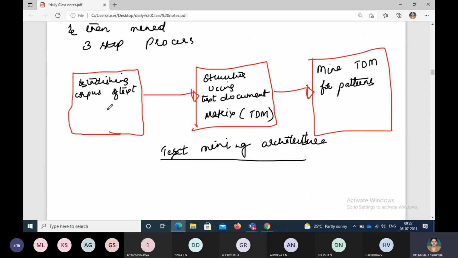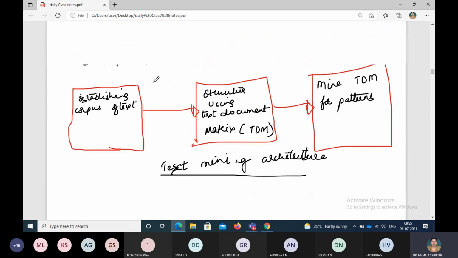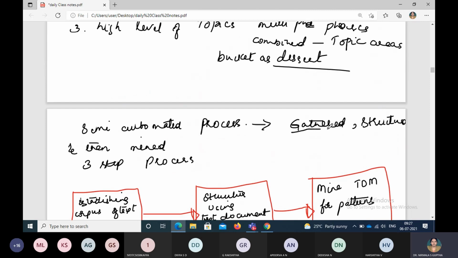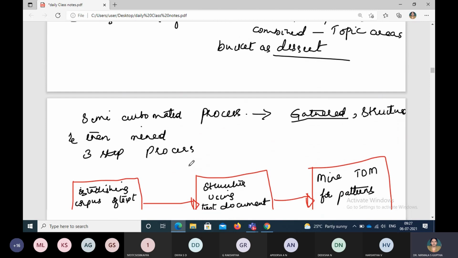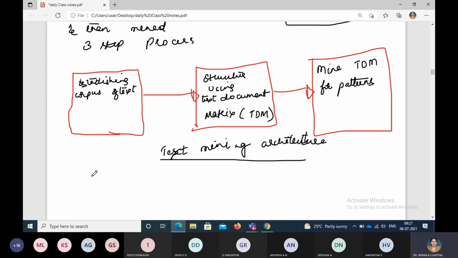So what does the first step say? Establishing the corpus of text. What do you mean by this corpus of text? Obviously it is text, no doubt about it. But here we are trying to gather the data, as I initially said. So the first phase is gathering of the data.